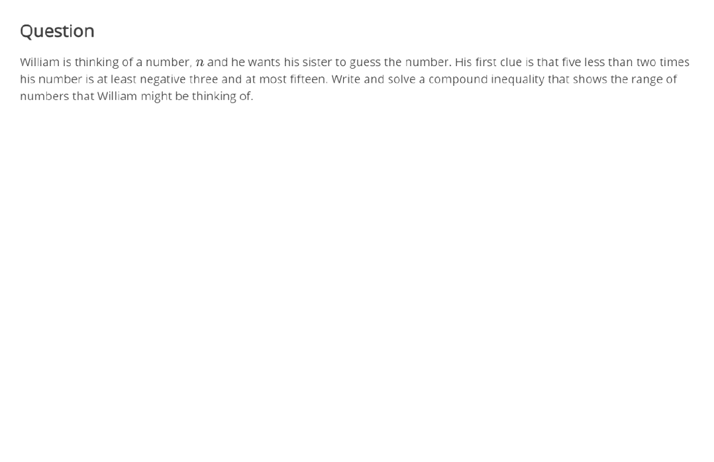William is thinking of a number, and they're calling that number n. And William wants his sister to guess that number. His first clue is that 5 less than 2 times. So this is 2 times a number, right?